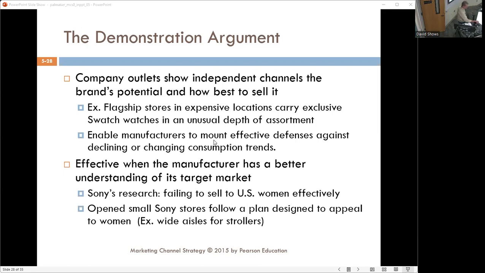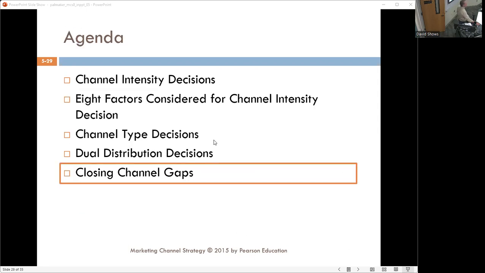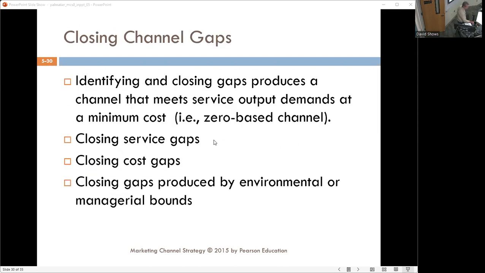All right. Last thing is, how do we close channel gaps? So we talked about the channel gaps. Channel gap is all about producing a channel that meets the service output demands at the minimum cost. But how do we close those gaps? What are the strategies that we have in order to achieve this?